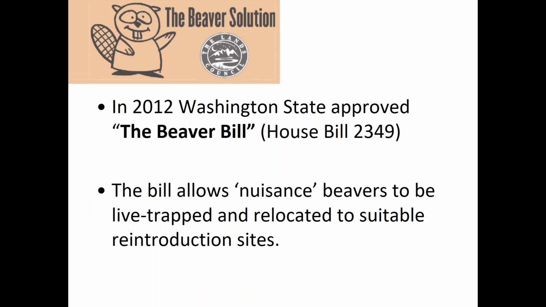So their efforts did seem to pay off. In 2012, Washington State approved the Beaver Bill, or House Bill 2349. Among other provisions, the bill allows nuisance beavers to be live trapped and relocated to areas where they can create natural dams to store water and to improve stream flows. The bill also allows private entities to do the trapping and the relocation.